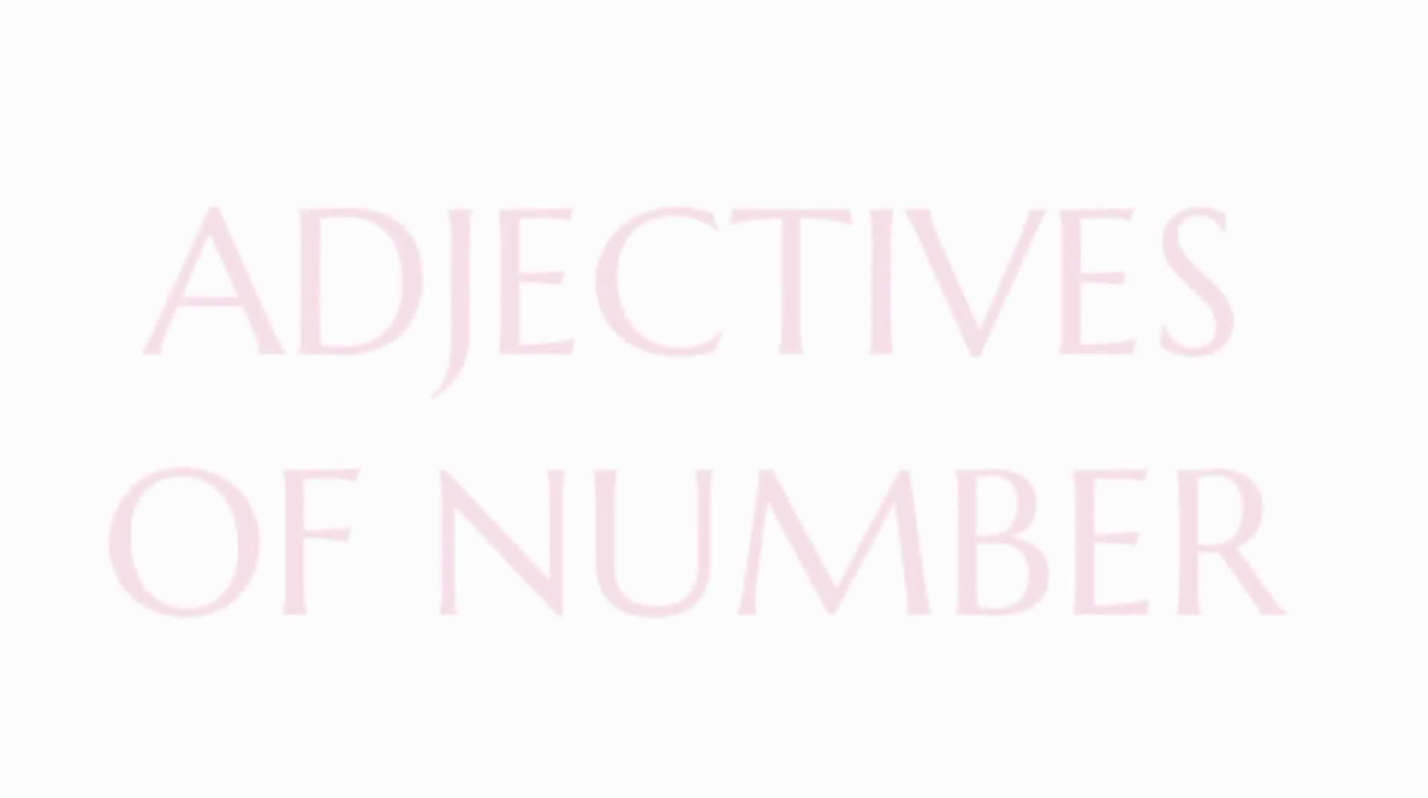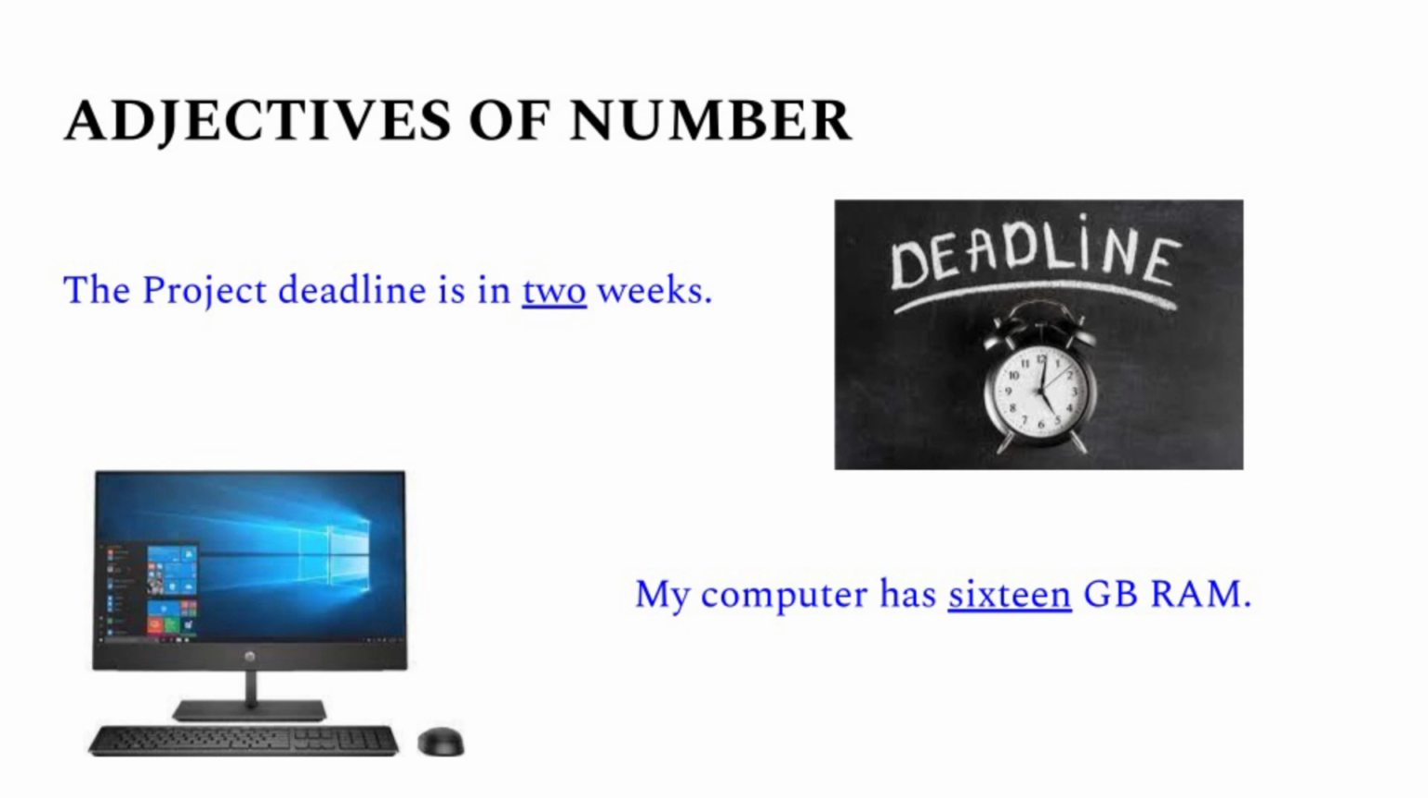Next one is adjectives of number. They are the words that describe the exact number of a noun. They generally give the answer to the question how many in any sentence. For example, the project deadline is in 2 weeks. My computer has 16 GB RAM. Here, 2 and 16 answer how many in a sentence. An exact number describes the adjectives. Let's look into the next type.